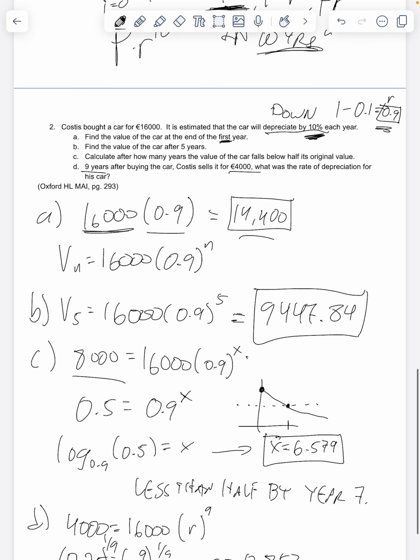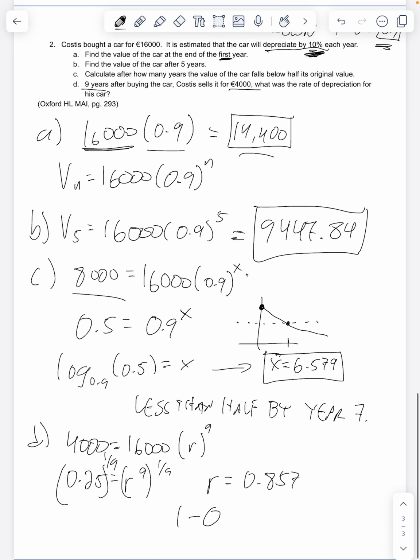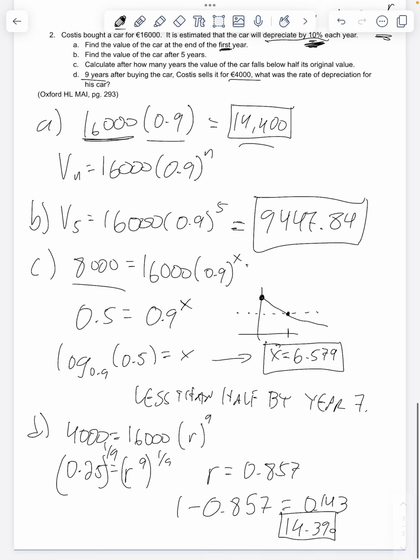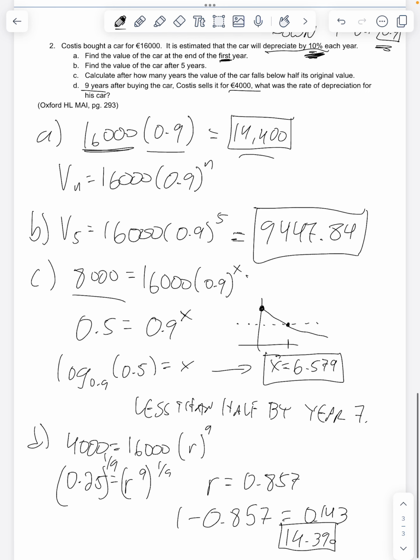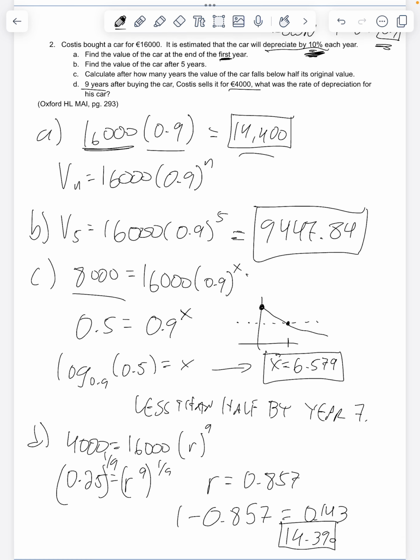So it doesn't do quite as well as he thought, because he thought it was only depreciating 10% every year. But if we do 1 minus 0.857, oops, that was terrible. Let me make that better. I know my handwriting is horrible. I apologize. If you can't understand anything, just let me know. And that's going to give me 0.143, which is 14.3%. So it depreciated a little bit faster than he thought it would. Thought it was going to be 10%, but it ended up being 14.3.